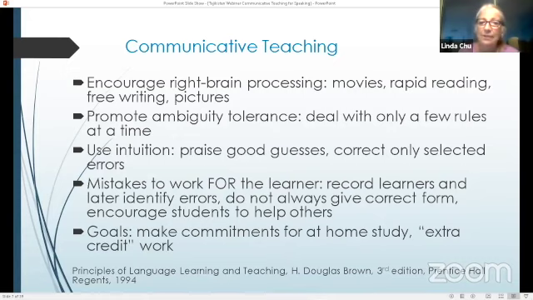And have the mistakes work for the learner, right? This is one example of what teachers sometimes do: record learners, especially if they're giving a presentation, and maybe use the correction process later, but at the time, let the students go ahead and communicate. Okay, all right.